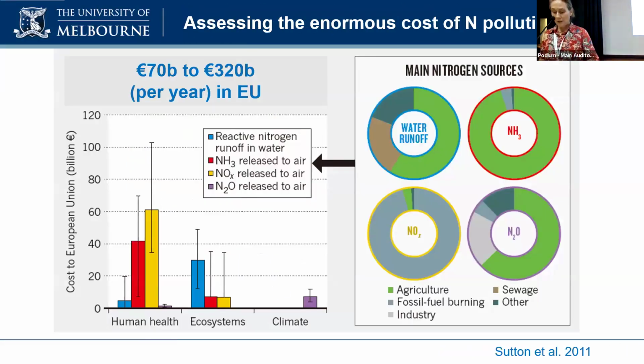But as mentioned in other talks, there is this issue of the cost. So we can do all these things, but there's the issue. We need to think about the cost of what all this nitrogen pollution is, so that people are motivated to actually become involved in developing and using these products. So in this slide here, you can see the costs associated with human health, ecosystems and climate. And you can also see on the right that ammonia is largely from agriculture, as is N2O and the runoff as well.